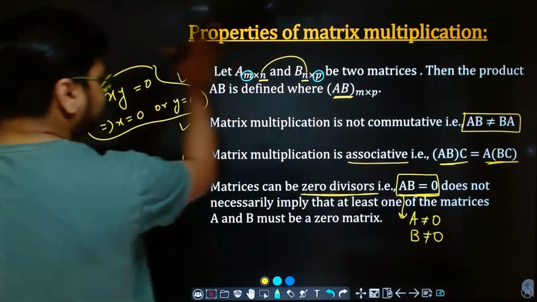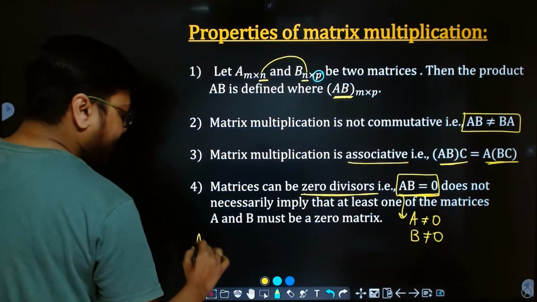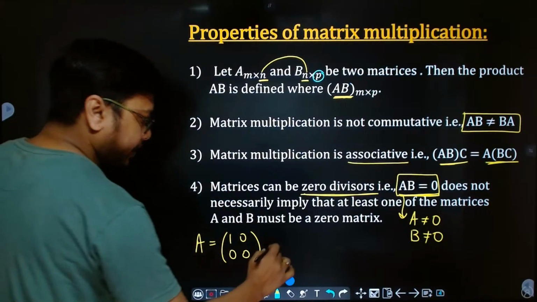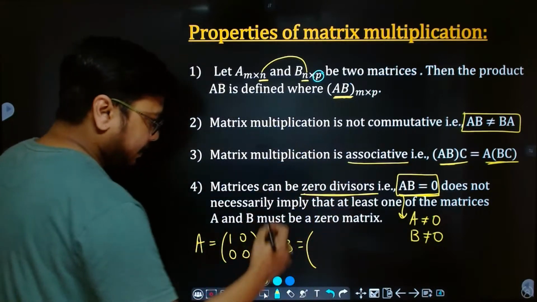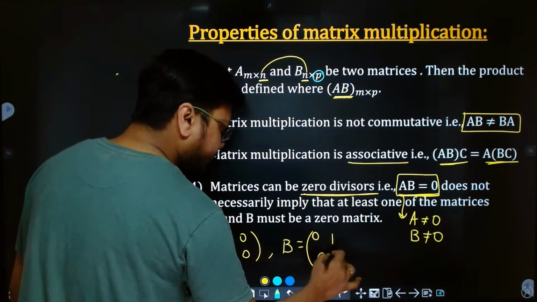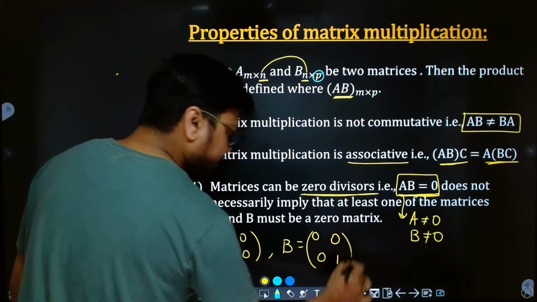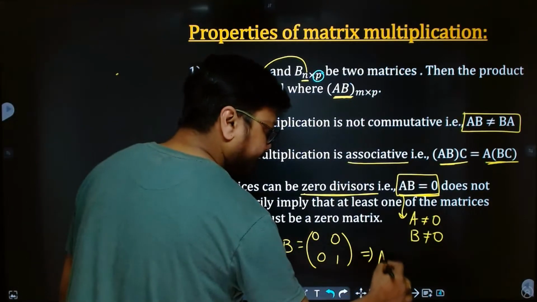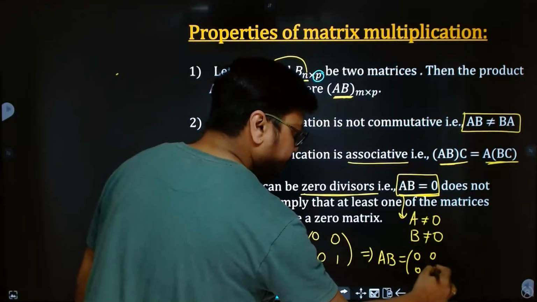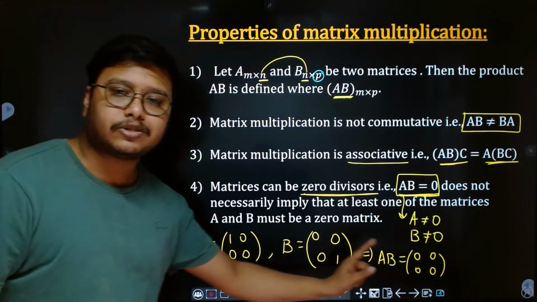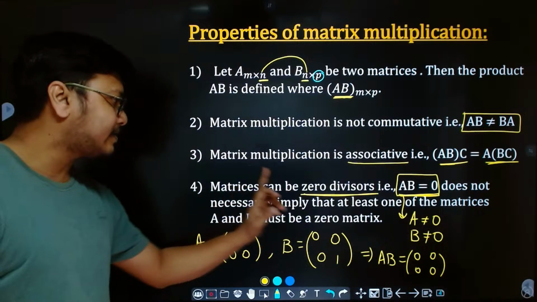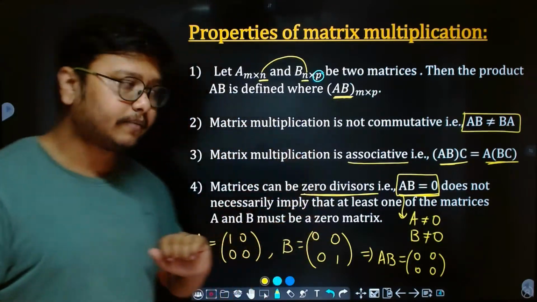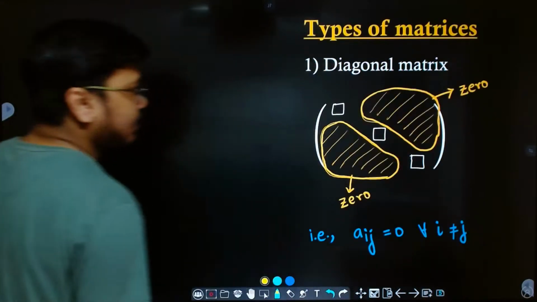You can check with an example. Let's say the A matrix is 1 0 0 0. So this is a non-null matrix. Let's take the B matrix as 0 1 0 0, or let's keep the 0 right over here. So this is also non-null. You take the product of these two matrices, you will see you are getting 0 0 0 0. So neither A nor B is 0, still the product is 0. So matrices can be zero divisors. This concept you need to keep in your mind. Okay, moving on to the next properties.